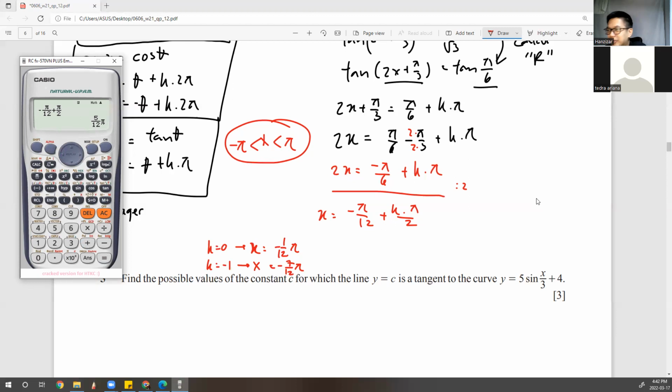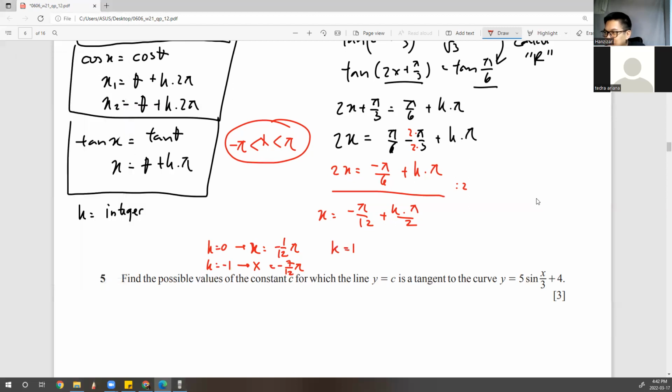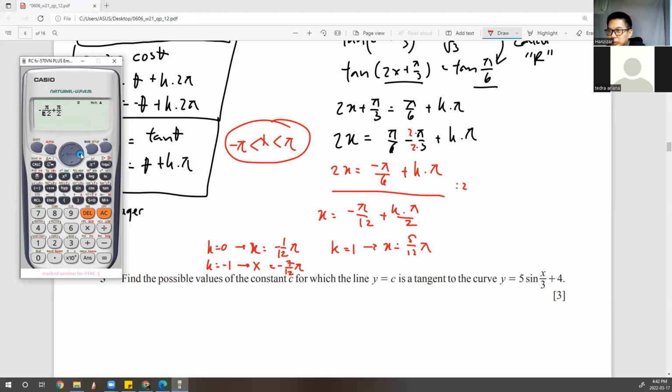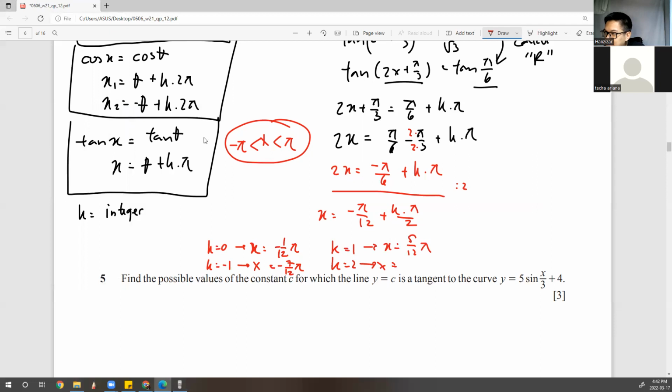So if k equals 1, the x is 5 over 12 pi. So we have some answers, more than one. How about 2? If I pick k as 2, this is 11 over 12 pi. Okay, still acceptable. So the answer will be negative 7 over 12 pi, negative 1 over 12 pi, start from the smallest, 5 over 12 pi, and 11 over 12 pi. This is the answer. Okay.